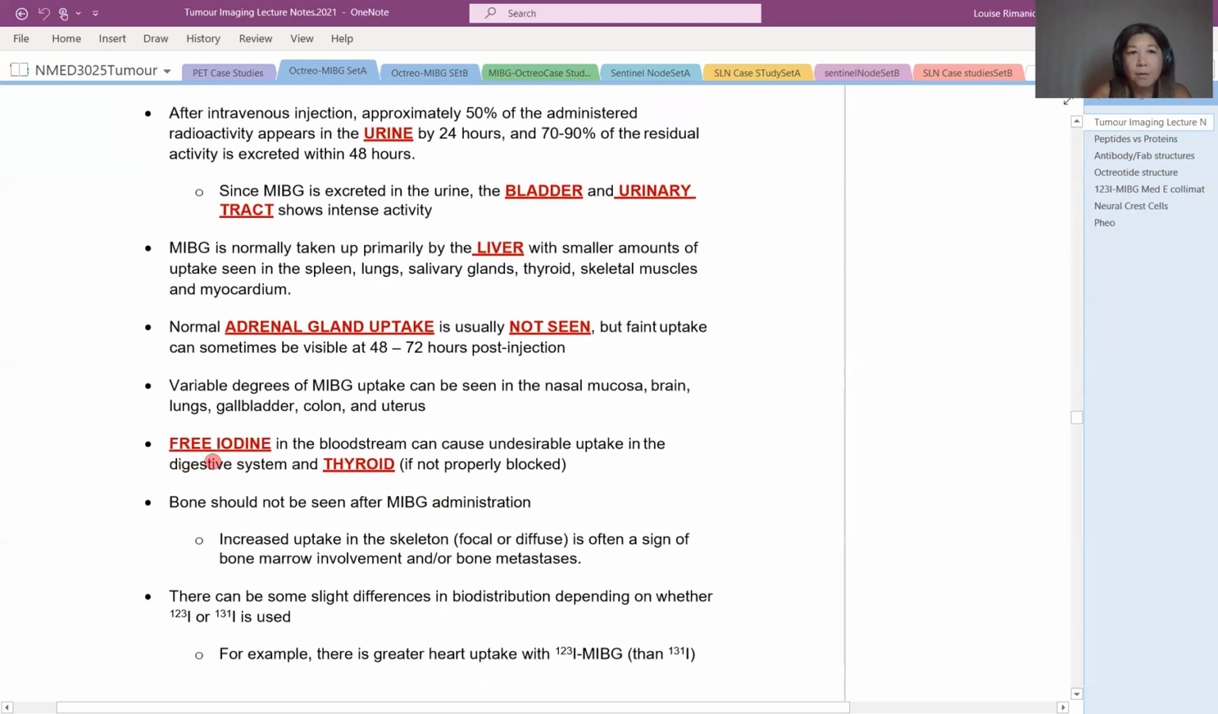We have to be concerned about free iodine. So if any of the iodine becomes dissociated from the MIBG, it would cause undesirable uptake in the digestive system as well as in the thyroid. And this is why we block the thyroid pre-scan so that if there is any free iodine, it will not localize in the thyroid. And this is particularly important in peds, right? Because the thyroid gland is quite radiosensitive.